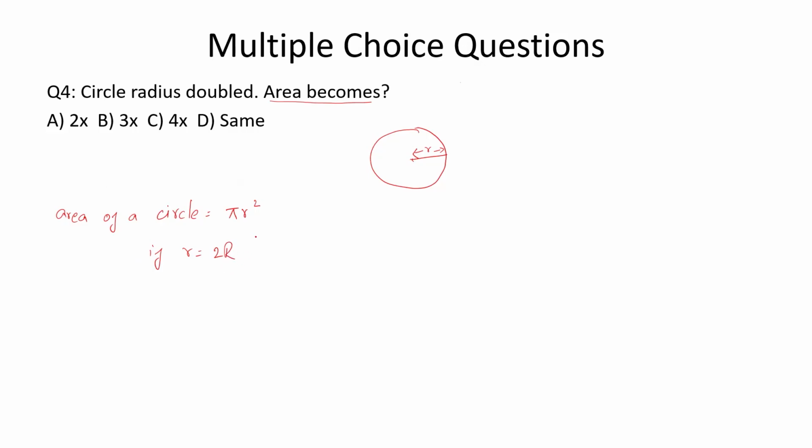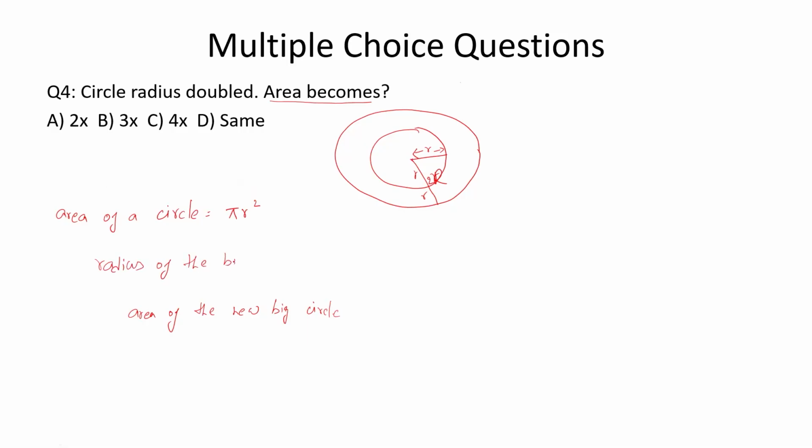So if you double the radius, let's say we have a big circle. So what would be the area of this big circle? Here, this is R, this is R. So total the radius of the big circle is 2R. So how would the area of this new big circle be? Let's say the radius of the big circle is equal to 2R. What would be the area?